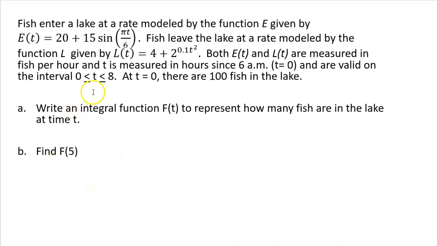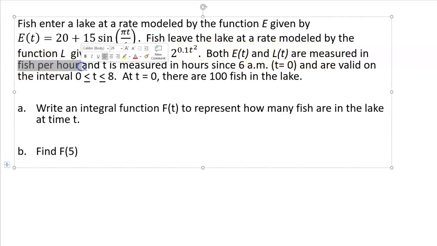So question 1, fish enter a lake at a rate modeled by the function E given by this expression here. And then fish leave the lake at a rate modeled by the function L given by this equation here. And both E of t and L of t are measured in fish per hour. Pay attention to those units, where t is measured in hours since 6 a.m. and t equals 0 means 6 a.m.